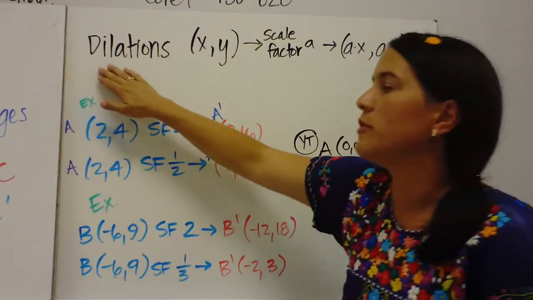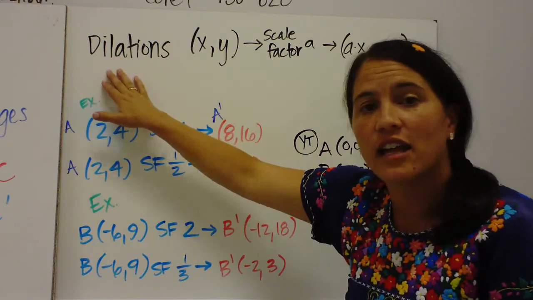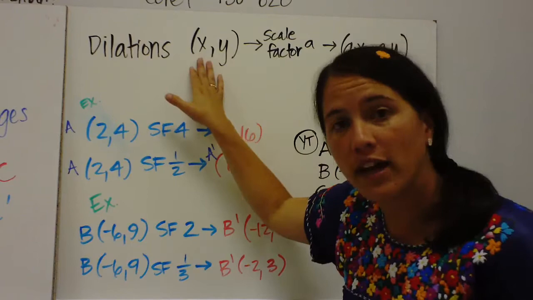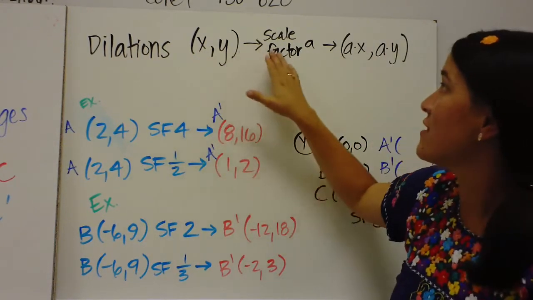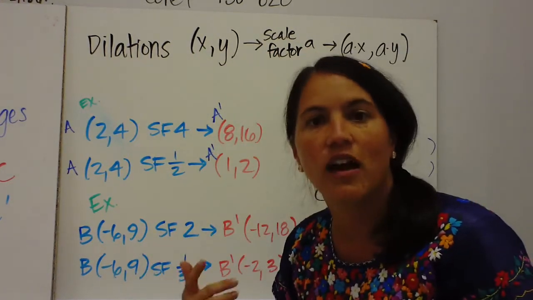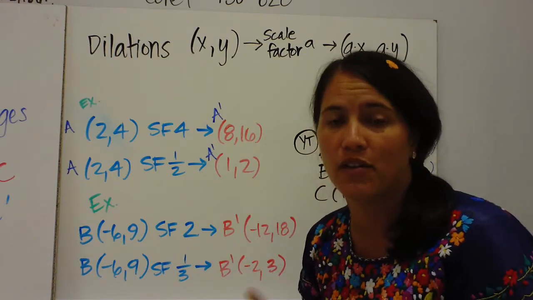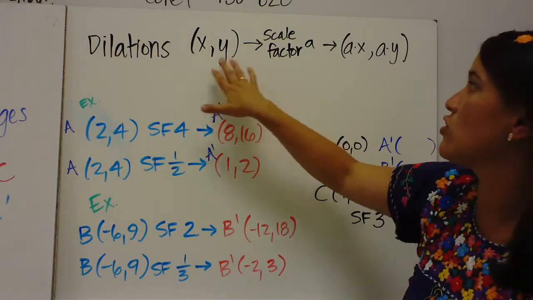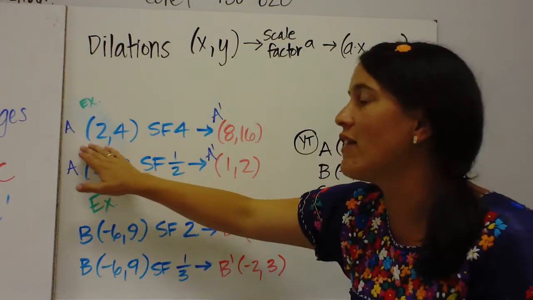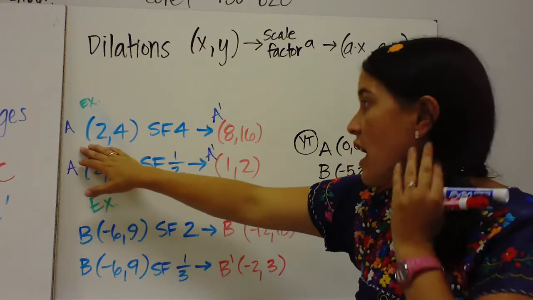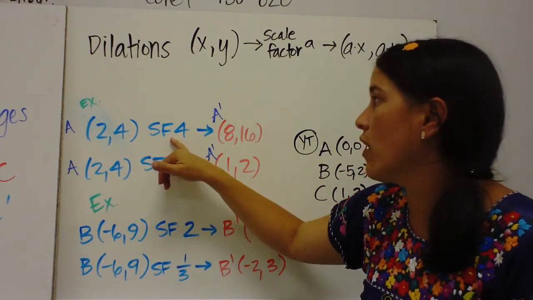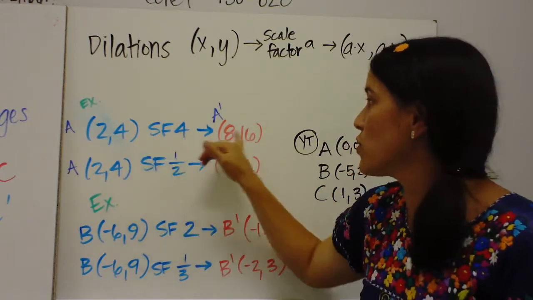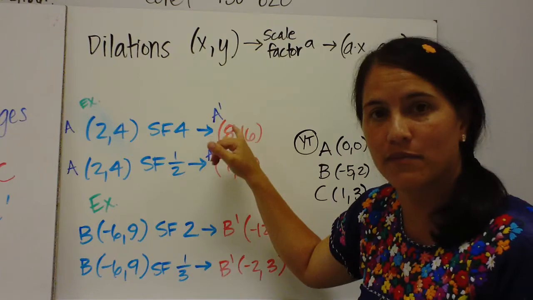Alright, so now I'm going to talk to you a little bit about dilations. Dilations make it bigger or smaller. And a dilation, algebraically, is written like this. For a point x y on the coordinate plane, the scale factor, we're just going to call it a. Whatever the scale factor is, you multiply by the coordinates. So it would be a times x and a times y. So here's an example. If you have a point A, 2, 4, and the scale factor is 4, then you would multiply. 2 times 4 is 8, and 4 times 4 is 16, and now you have your image, A prime.